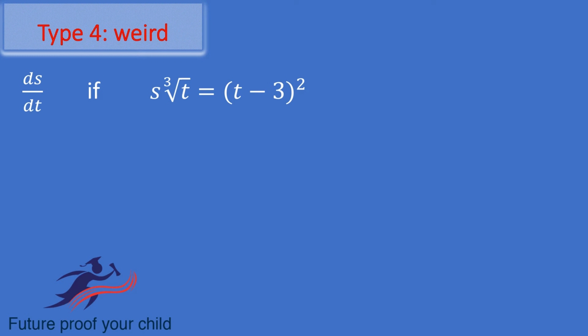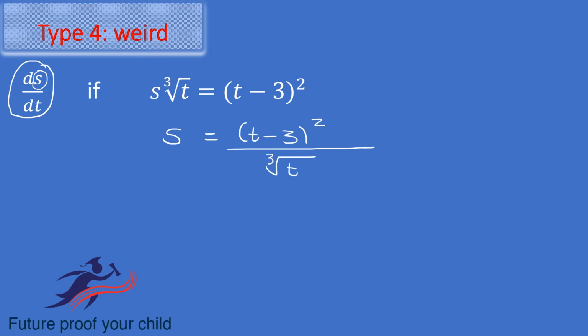And then sometimes we just get the weird. So it's important to have a look. It says ds dt. So that means you have to first get s alone. Now, first I'm going to say s equals t minus 3 bracket squared over the cube root of t. And then I'm going to multiply out on top, so I get t squared. Then t times -3 times 2 is -6t. Always positive, 3 times 3 is 9.